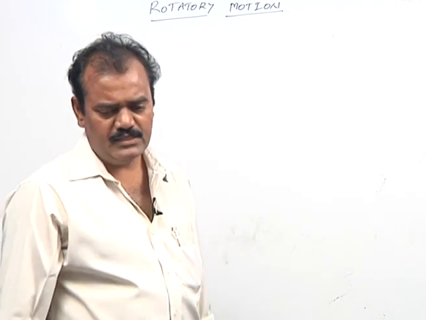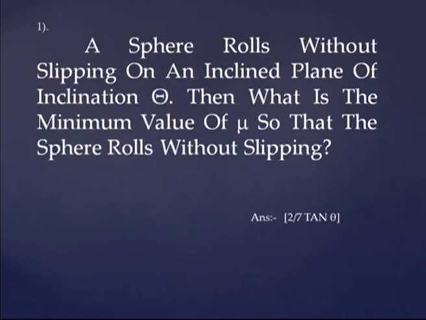First we are coming to this. A sphere rolls without slipping on an inclined plane of inclination theta. That means it is a rolling body. A sphere rolls, and theta is here. A sphere rolls without slipping on an inclined plane of inclination theta. Then what is the minimum value of mu so that the sphere rolls without slipping?